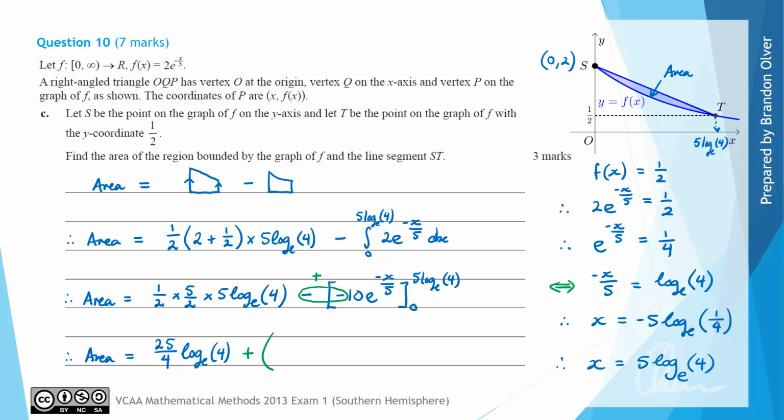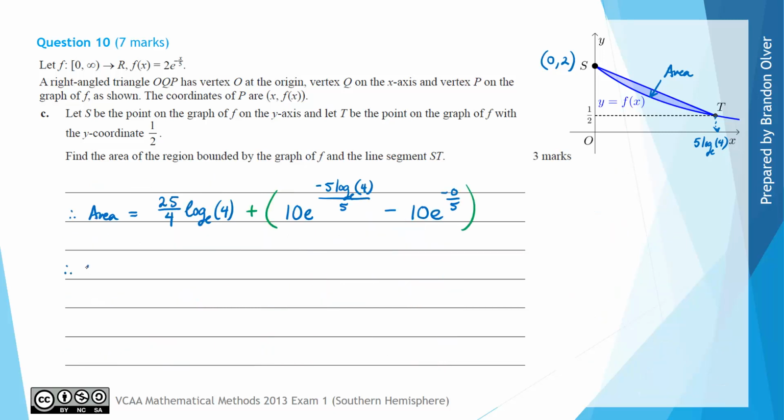And then we add on to that, and I'm just going to use a big set of green brackets to keep track of our working for this antiderivative that we still need to evaluate between 0 and 5 log e of 4. So first of all, we're going to substitute in that upper terminal, which would give 10e to the power of negative 5 log e of 4 divided by 5. And then we subtract away from that the lower terminal substituted in, which would be subtract 10 times e to the power of negative 0 over 5.